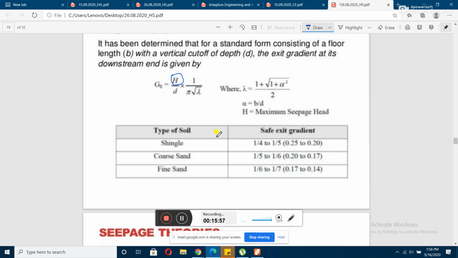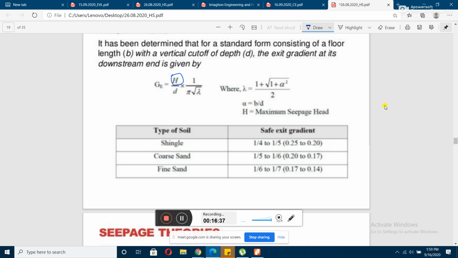It is denoted by GE, okay. The safe exit gradient for various types of soil is given. For shingle, it should have a value from 0.2 to 0.25, okay. For coarse sand, it will be from 0.17 to 0.2, and for fine sand it will be 0.14 to 0.17. So depending upon the various types of soil, the safe value of your exit gradient should be between these, okay.